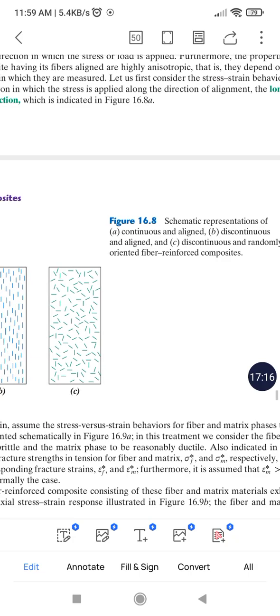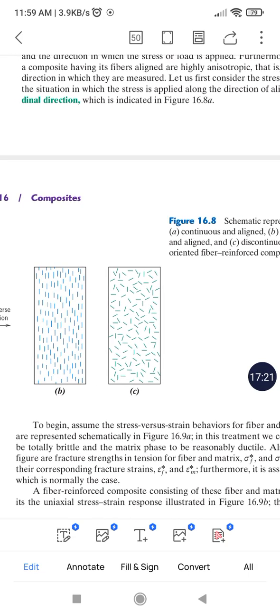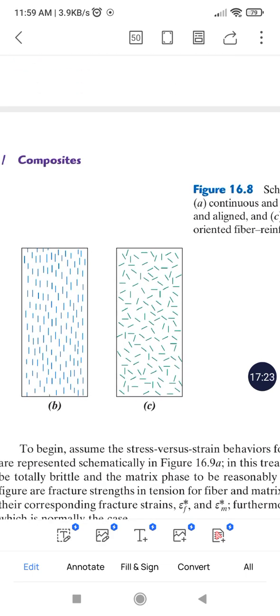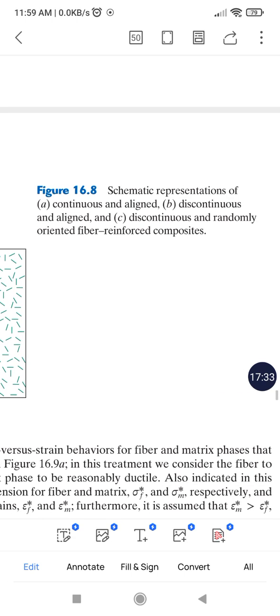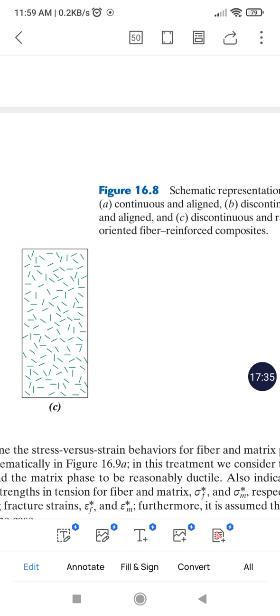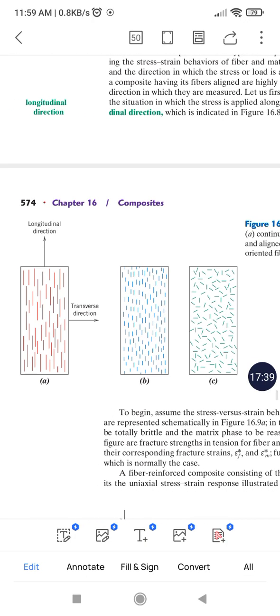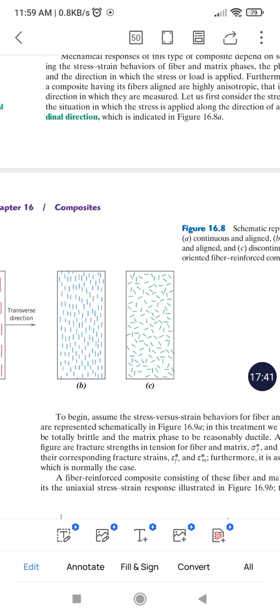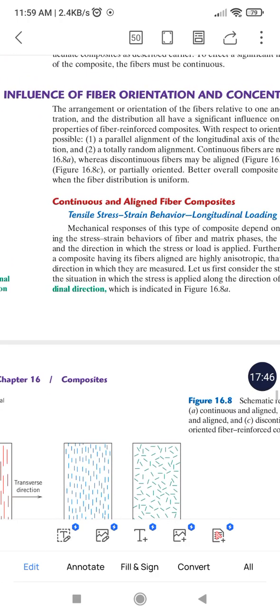See, the second picture B is discontinuous but aligned. It is not continuous, very short fibers are there inside the matrix, and they are aligned here. But in the next one you can see they are not oriented or aligned, they are randomly oriented. So they are short in length and randomly aligned, not oriented in one direction.